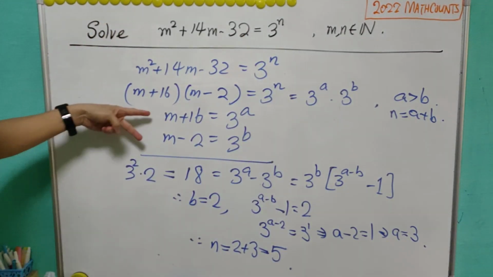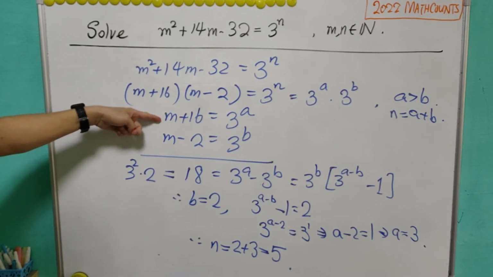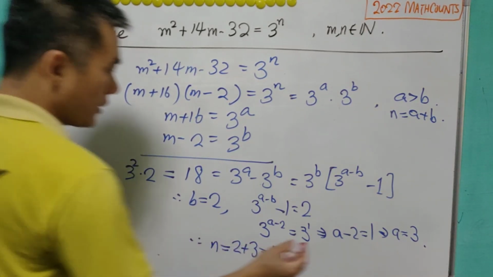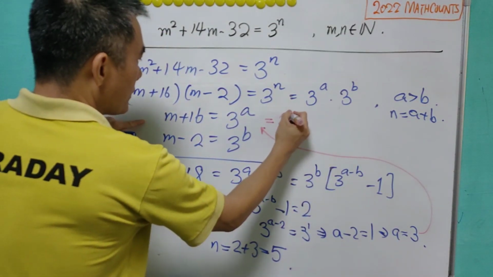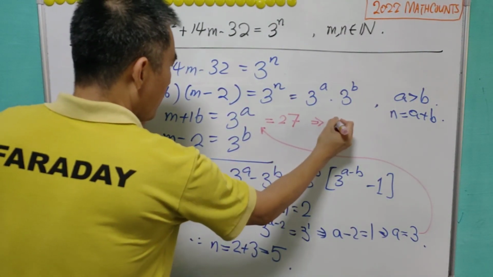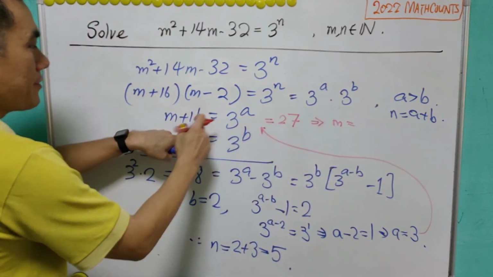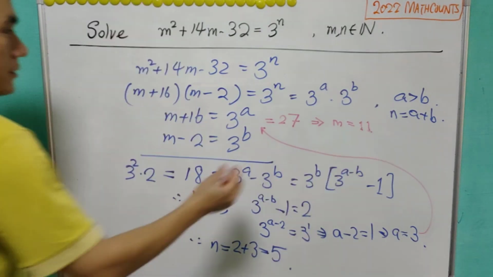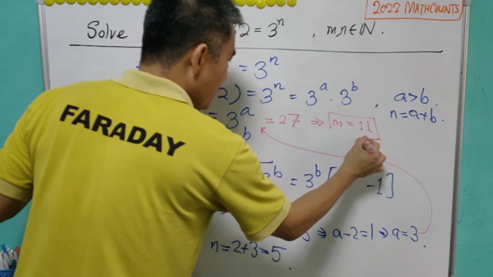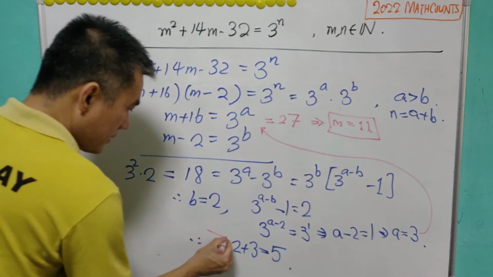And we can get it from either of these equations. Let's say we get m from here. a equals 3, this will mean that this is 27. And therefore, m will equal 27 minus 16, that is 11. So now we have m equals 11 and n equals 5.